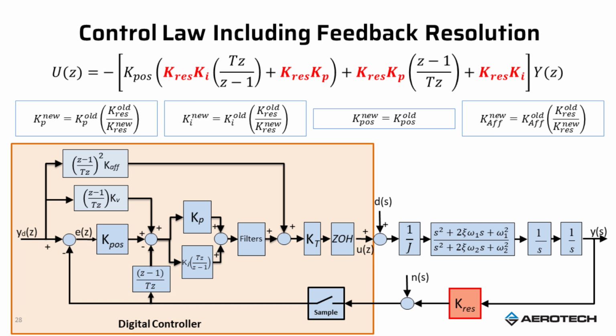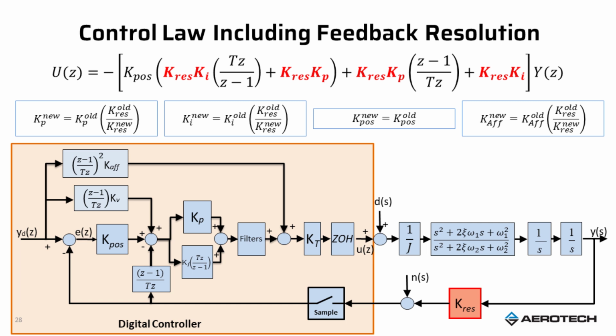So if I write the control law in a similar way, and again, I left out the feed forward term, I get this equation. I had to rearrange the terms a little bit to make it more clear when you look at this, but I basically have the resolution, Kres, multiplied onto Ki, and I have Kres multiplied onto Kp. That occurs in two different places, but exactly the same.